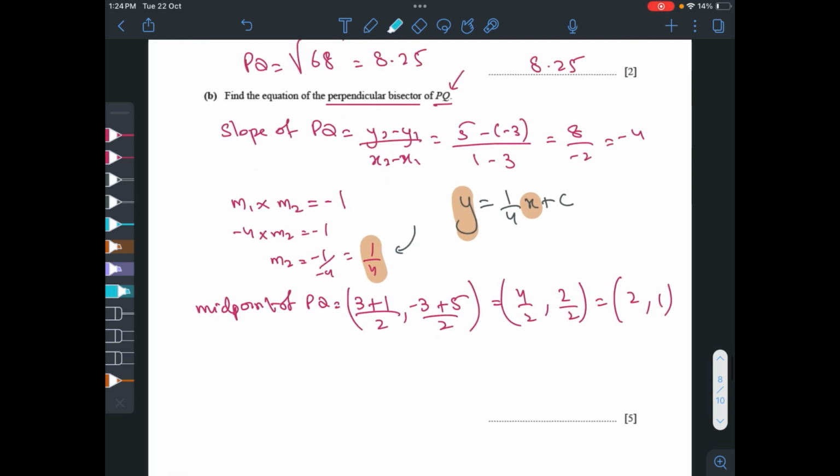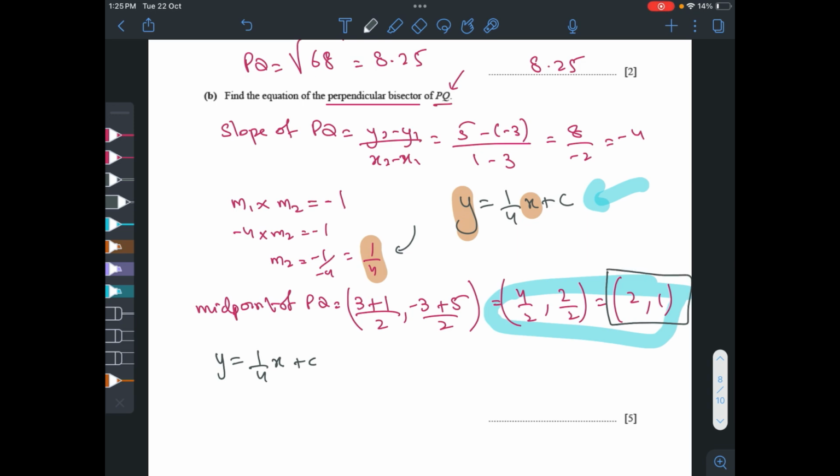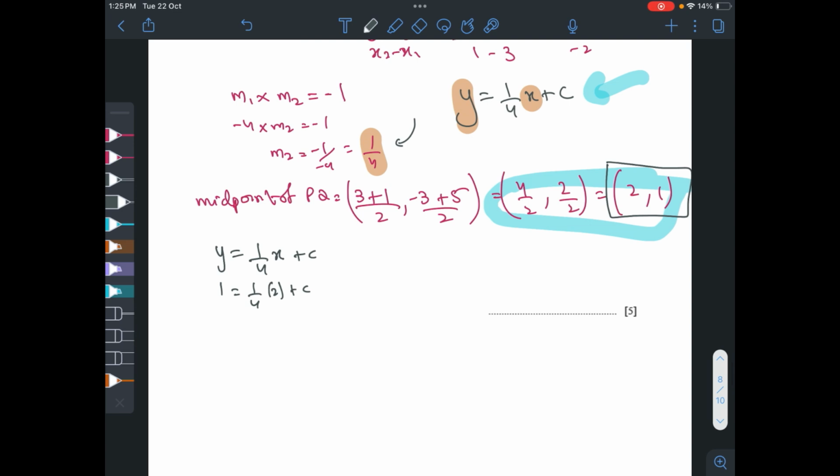This midpoint can be directly used in this equation over here. The equation is y equals 1 over 4x plus c. So I use 2 and 1. I plug in 1 in place of y and I plug in 2 in place of x. I find out the value of c. That gives me 1 equals half plus c. So c is equal to half or 0.5. So the equation is going to become y equals 1 over 4x plus 1 over 2. Let's write that over here. Y equals 1 over 4x plus 1 over 2.